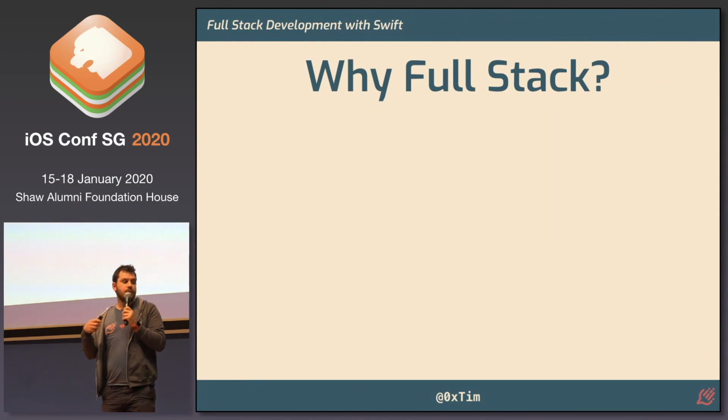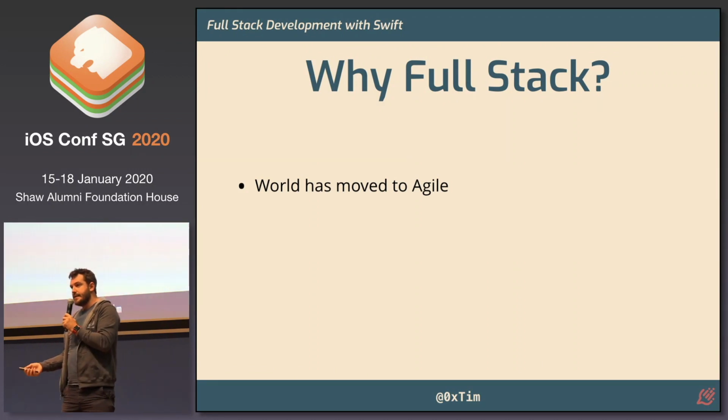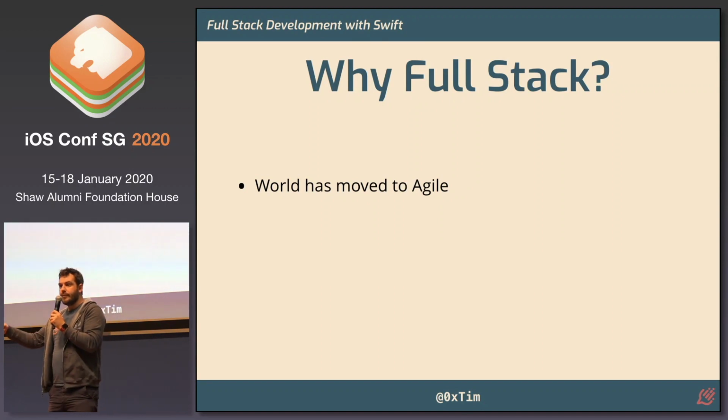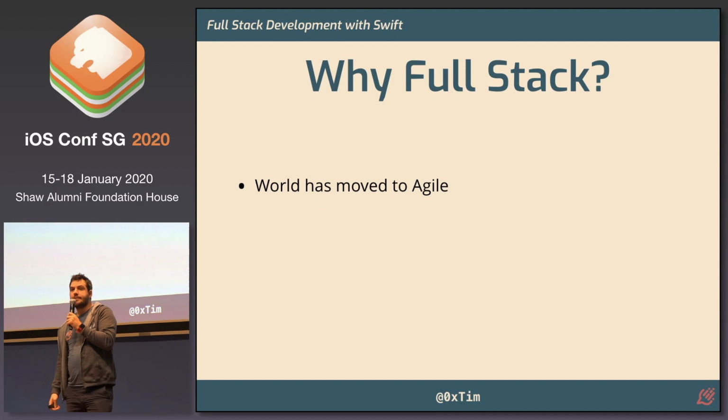So why do we want to do full-stack development? Well, the world has kind of moved on to agile development. Back in the supposed good old days, we had the waterfall method, and your specs and API and your design would be all decided up front, and the back-end team would go away, and the iOS team would go away, and they go away for months or maybe even years, and they come back together at the end, put it all together, and of course it would work first time. And of course no changes were required during that period, and no new features were thought about. And in reality, it doesn't work like that.